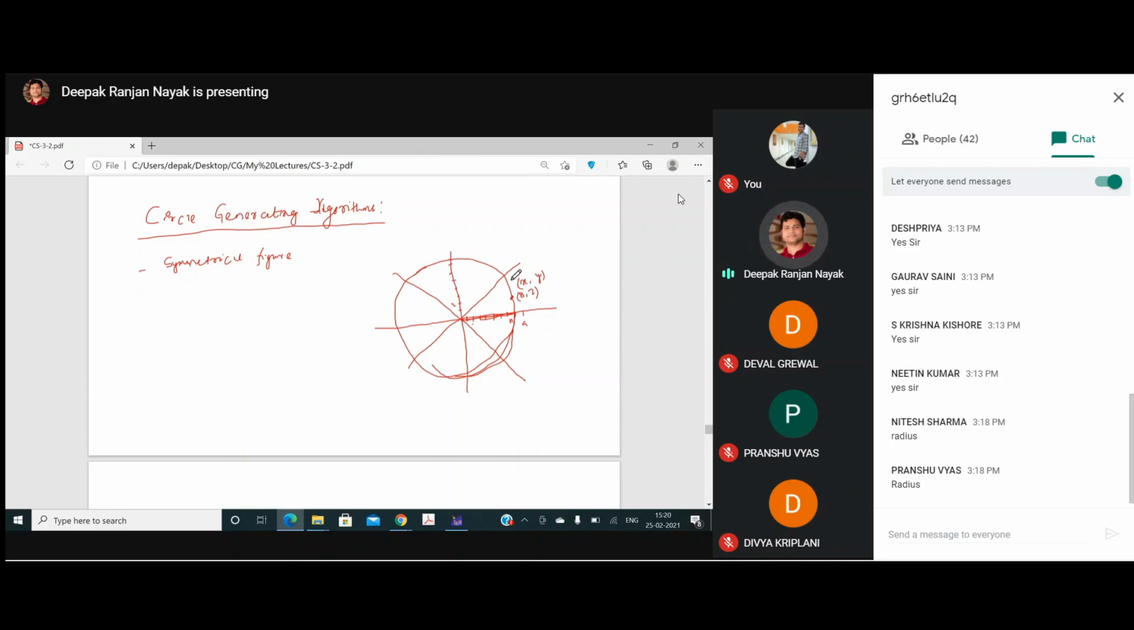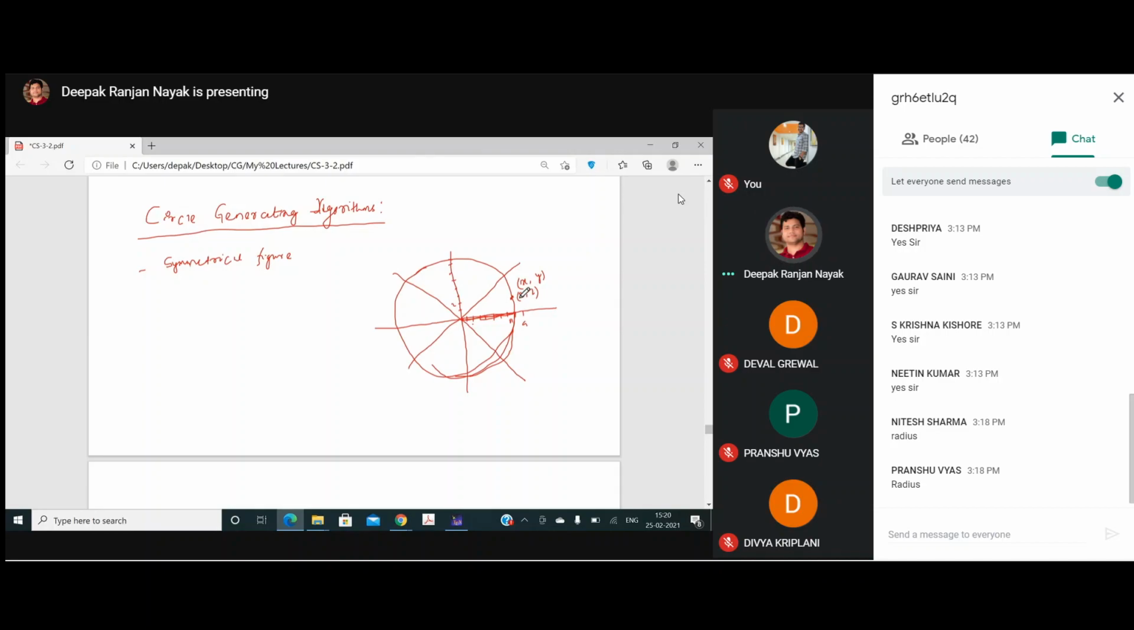I'll show you the 8-way symmetry for 8 octants. And how symmetricity is used with the help of reflection, right? With the help of reflection, I will show you just now. So this is nothing but called the first point, right? And now I'll show you the other points.